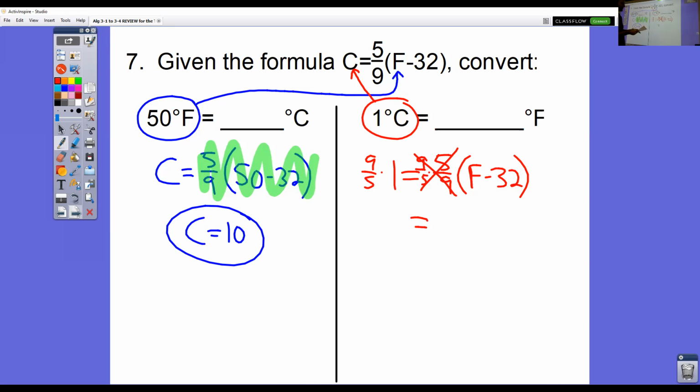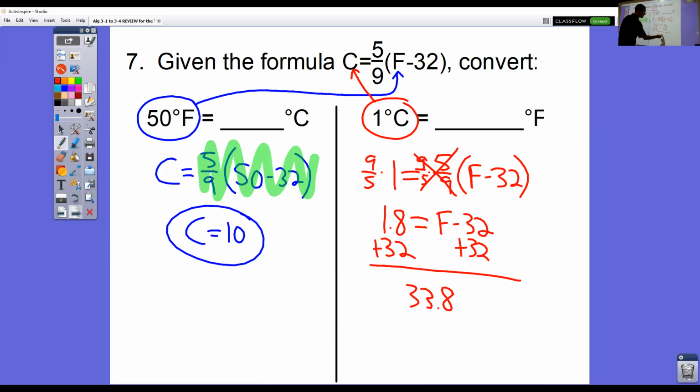9/5 times 1. Now 9/5 is really 1.8. So 1.8 times 1 is just 1.8. When you bring this down, you can get rid of the parentheses. So f minus 32. To get the f all by itself, it's just a one-step equation, plus 32, plus 32. So we end up with 33.8 equals f.